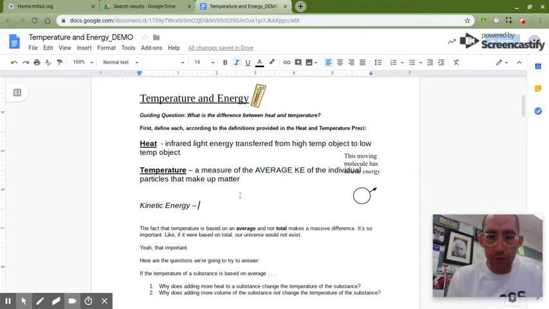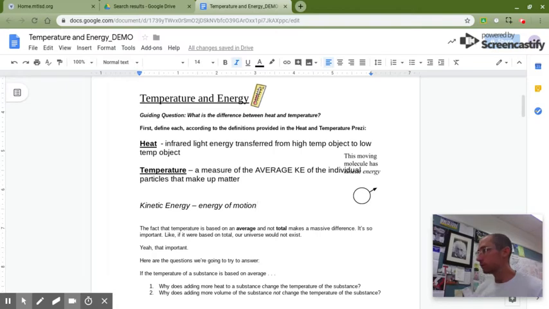All right, kinetic energy is the energy of motion. So my hands have kinetic energy. My head has kinetic energy. Even the particles that make you up have kinetic energy because they're constantly moving and vibrating. That's a major category of energy, kinetic energy. Potential is the other major category. We'll learn more about these later, but for now, you need to remember that kinetic energy is the energy of motion.